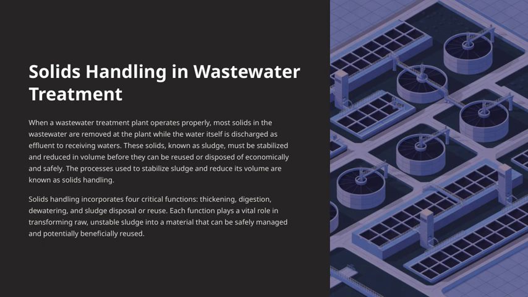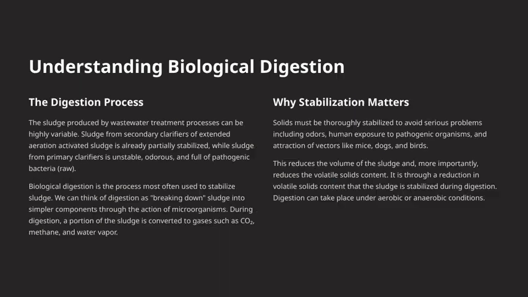Over the next few slides, we'll cover how solids are separated from water, stabilized, and prepared for safe disposal or reuse. We'll look at the four critical functions: thickening, digestion, dewatering, and disposal or reuse that make this possible. So let's dive in and learn how this essential part of wastewater treatment keeps our environment safe and healthy.